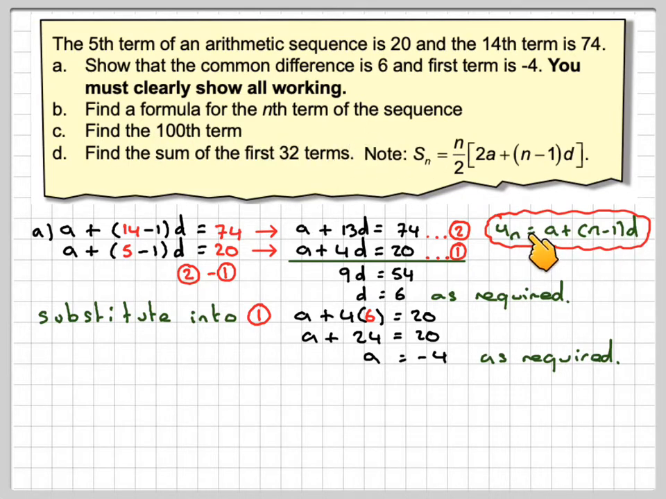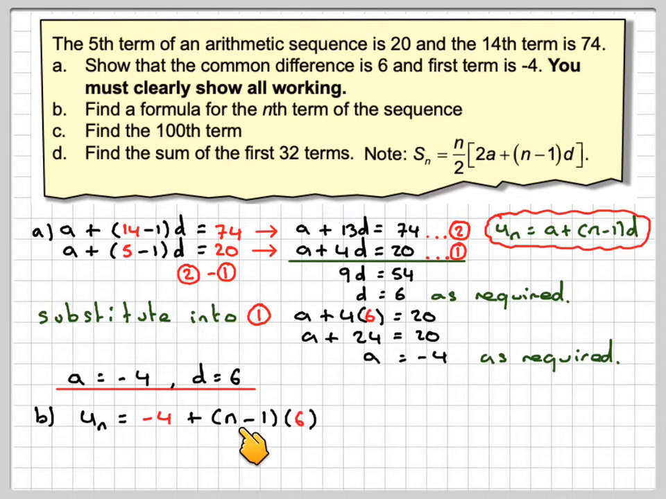So we take this, having written down that A is -4 and D is 6, we're going to get Un is going to be equal to the first term, which is -4, plus n minus 1 times the common difference, which is 6. So we're going to get -4, 6 times n, which is 6n, minus 6, which is -6, then -4 minus 6 is -10. So we get that the nth term will be 6n minus 10.